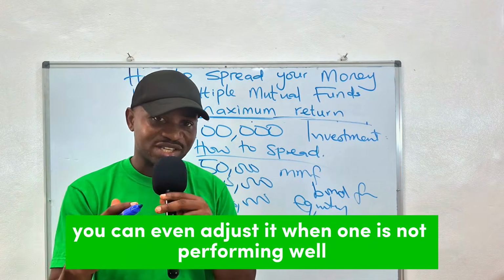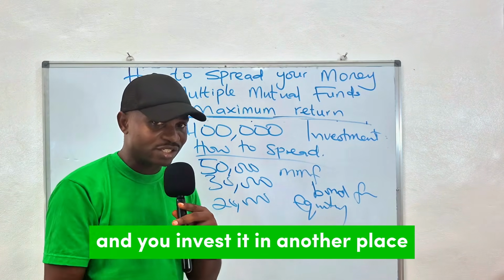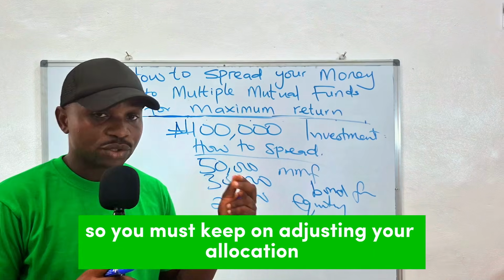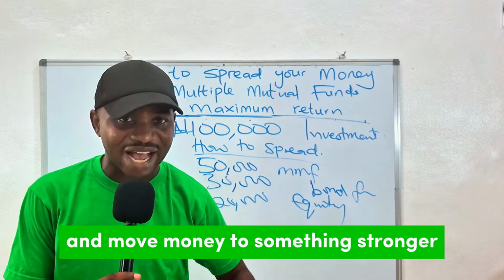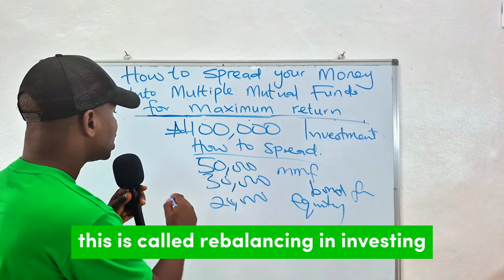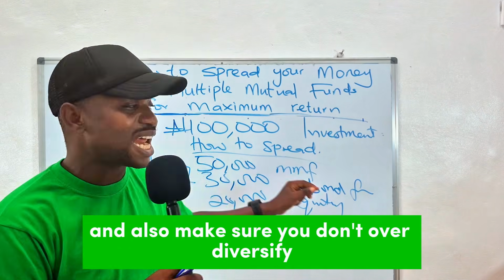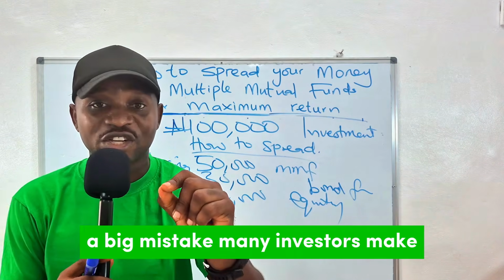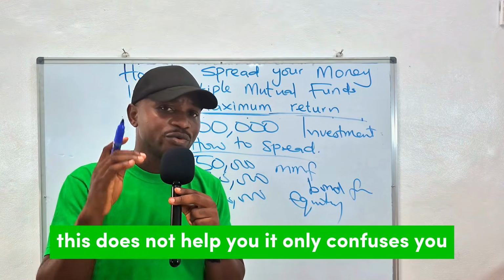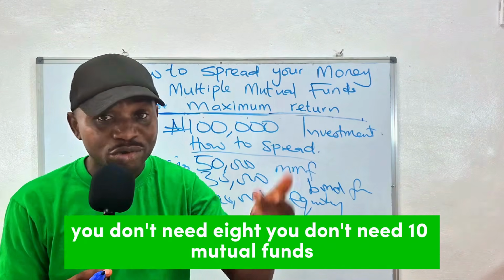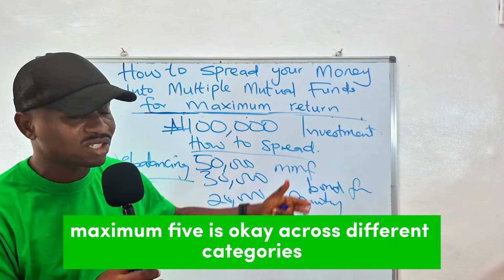You can even adjust it. When one is not performing well, you withdraw from this place and you invest it in another place just to maximize your returns. So you must keep on adjusting your allocation and move money to something stronger, something that is performing. This is called rebalancing in investing. And also make sure you don't over diversify. A big mistake many investors make is spreading money into too many funds. This does not help you. It only confuses you. You don't need 8, you don't need 10 mutual funds. 3 to 4, maximum 5 is okay across different categories.